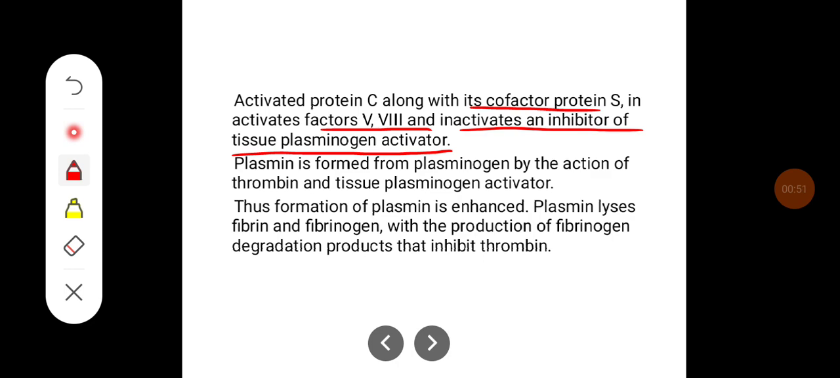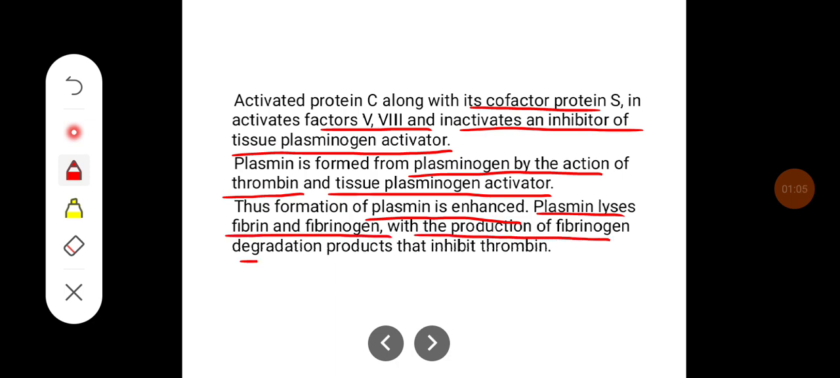Plasmin is formed from plasminogen by the action of thrombin and tissue plasminogen activator. Thus, formation of plasmin is enhanced. Plasmin lyses fibrin and fibrinogen with the production of fibrinogen degradation products that inhibit thrombin.